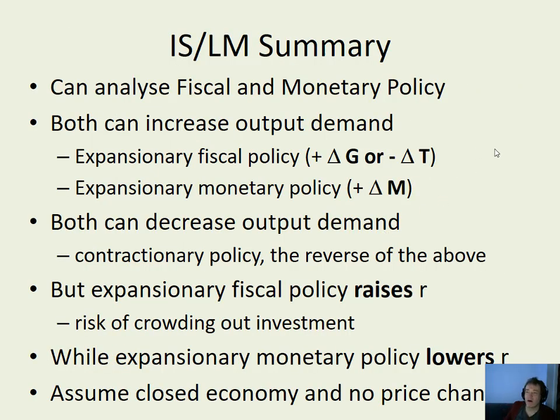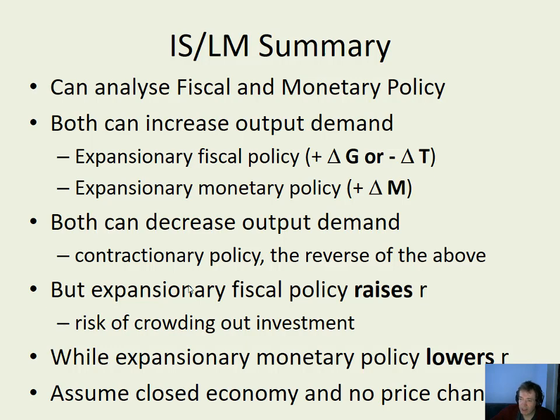Okay, so the summary of the ISLM model is, you can use it to analyse both fiscal and monetary policy. Again, you can do the expansionary method by fiscal or monetary. You can do the opposite to decrease output, and sometimes that is sensible. For example, as we'll see, if you're worried about inflation.